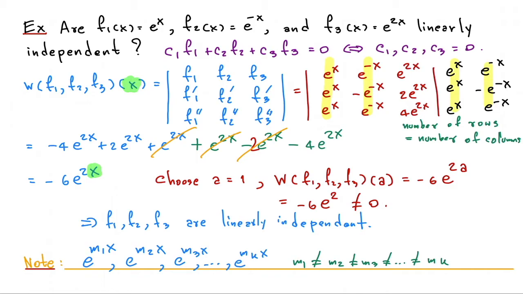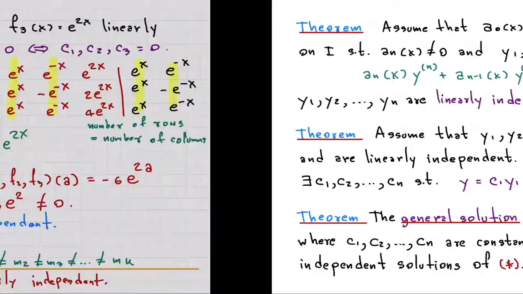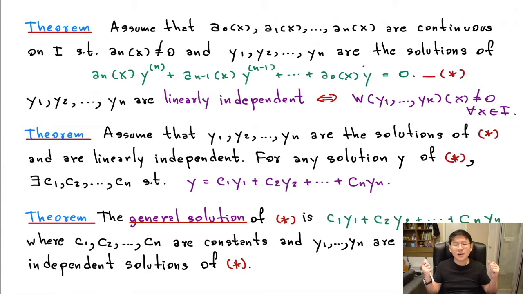Okay, we know that these guys are linearly independent. So the exponential functions, if they aren't the same, they are linearly independent. Okay, that's the conclusion. So why do we need the linearly independent property?